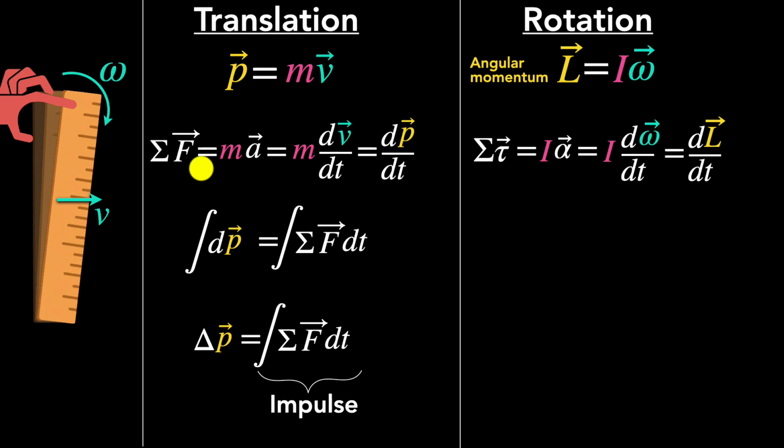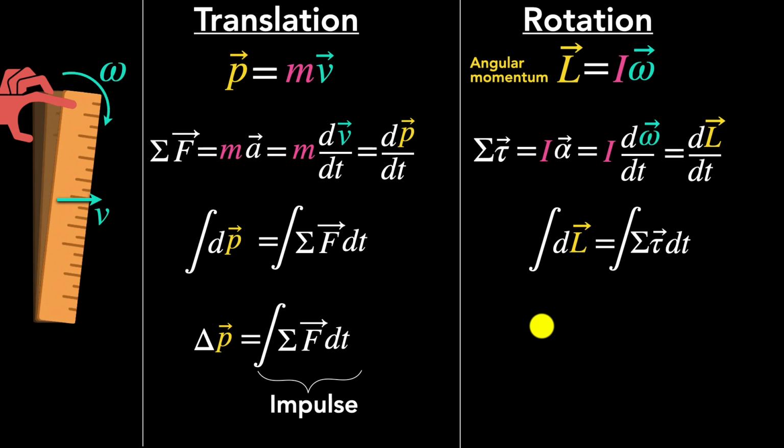And look at how similar it is. Net force equals rate of change of linear momentum. Net torque equals rate of change of angular momentum. So just like before, we can rearrange this to write the expression for dL. dL equals net torque times dt. And since this is the differential form, we can integrate on both sides.